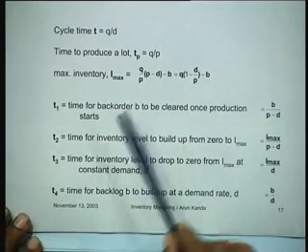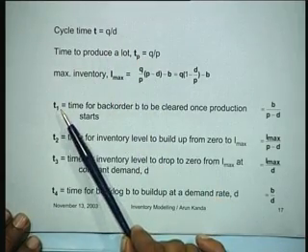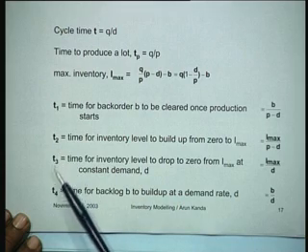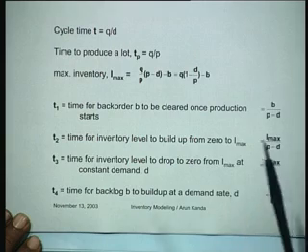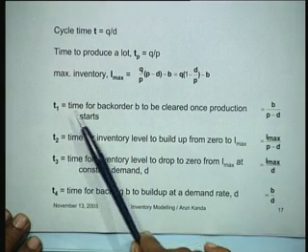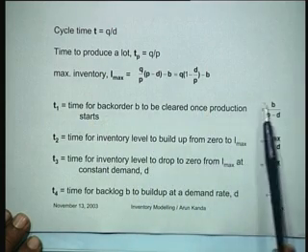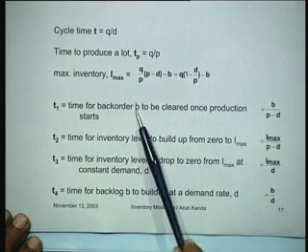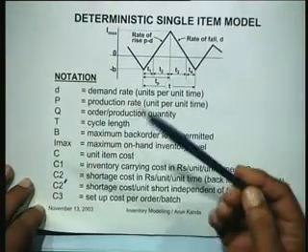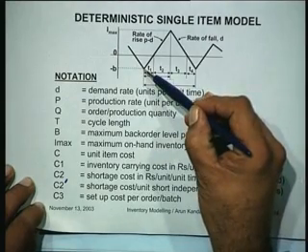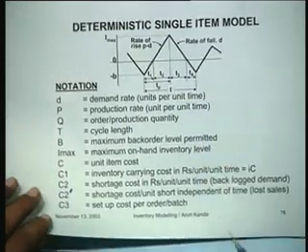And then using this I max, TP, T, we also express the various components of the cycle time, T1, T2, T3, T4, in terms of Q and B. So T1 is the time required for back order B to be cleared once production starts. Look at this cycle. You have accumulated a back order of so much. T1 is the time that the back order is cleared. That's what it is, right?